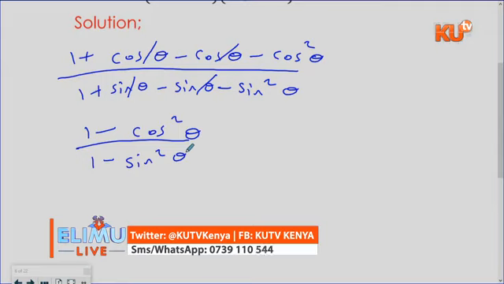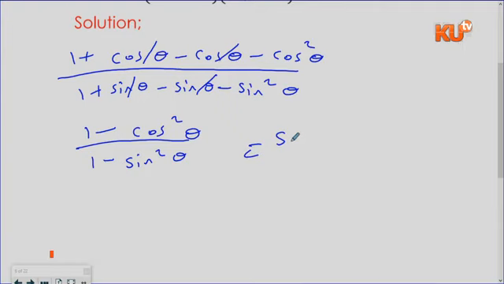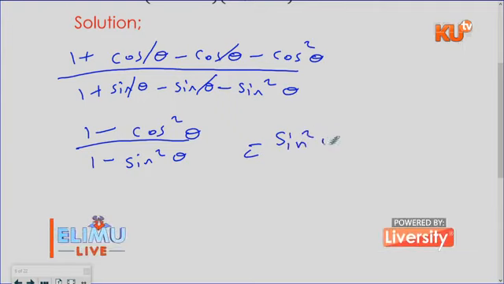Let's go back to our first identity. Our first identity, we said 1 minus cos squared theta is the same as? Very good, learner. So we said 1 minus cos squared theta is the same as sine squared theta over, let's look at this, 1 minus sine squared theta. From the first identity, we said this is the same as cos squared theta.